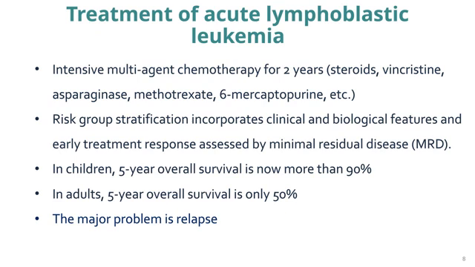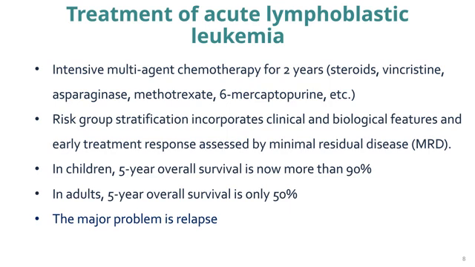Treatment of acute lymphoblastic leukemia is a very intensive multi-agent chemotherapy treatment that lasts for about 2 years, consists of many different drugs that are used, and it's a long process, especially if you know that this is mainly young children that need to be treated. Luckily, the 5-year overall survival for the children is very good. It's more than 90%.